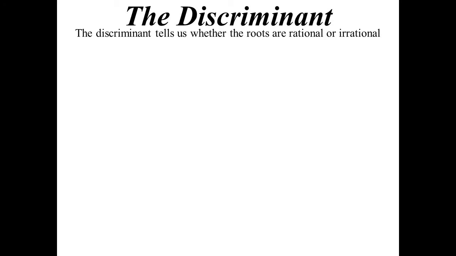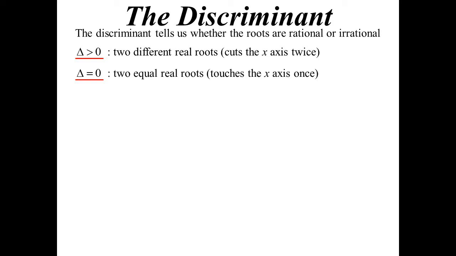So all right, our discriminant basically tells us things about the roots. We just talked about how many x-intercepts, but it also will tell us whether we have rational or irrational roots. So discriminant greater than 0: two different roots, it will cut the axis twice. That's what we just talked about. Discriminant equal to 0: it actually still has two roots, it's just that they're the same. So you have two equal real roots, but it'll touch the x-axis once.